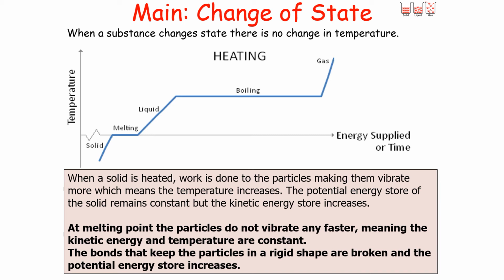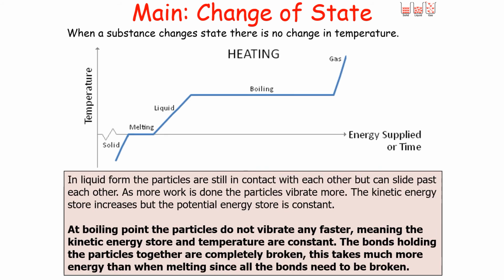Now at the melting point, the particles don't vibrate any faster, meaning that the kinetic energy and the temperature are therefore constant. But the bonds that keep the particles in a rigid shape are broken, and the potential energy store increases. Now in liquid form, the particles are still in contact with each other, but can slide past each other. Now as more work is done, the particles vibrate more, so the kinetic energy store increases, but the potential energy store is constant. Now at the boiling point, the particles again don't vibrate or move any faster, meaning that the kinetic energy store and the temperature are constant, but the bonds holding the particles together are completely broken.